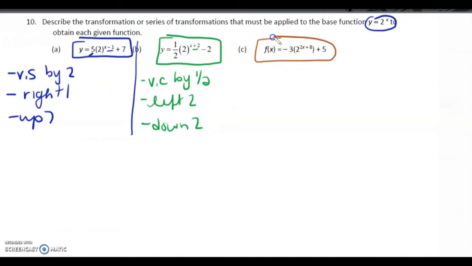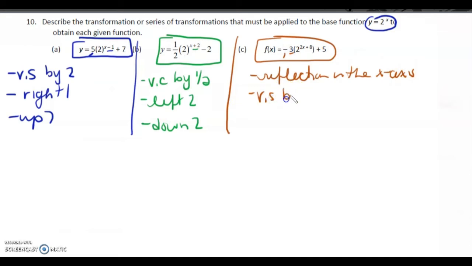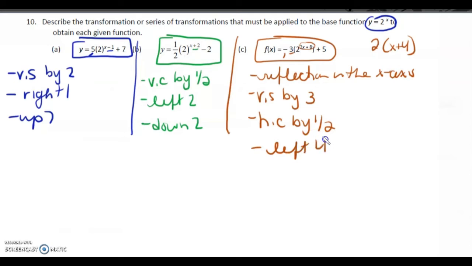Okay, and then for C, we have this one here. We have a reflection in the x-axis. The 3 is a vertical stretch by a factor of 3. We have to factor this, so we get 2x plus 4 as the exponent. That means we have a horizontal compression by a factor of 1/2, and we're moving to the left 4. And then we're going up 5.